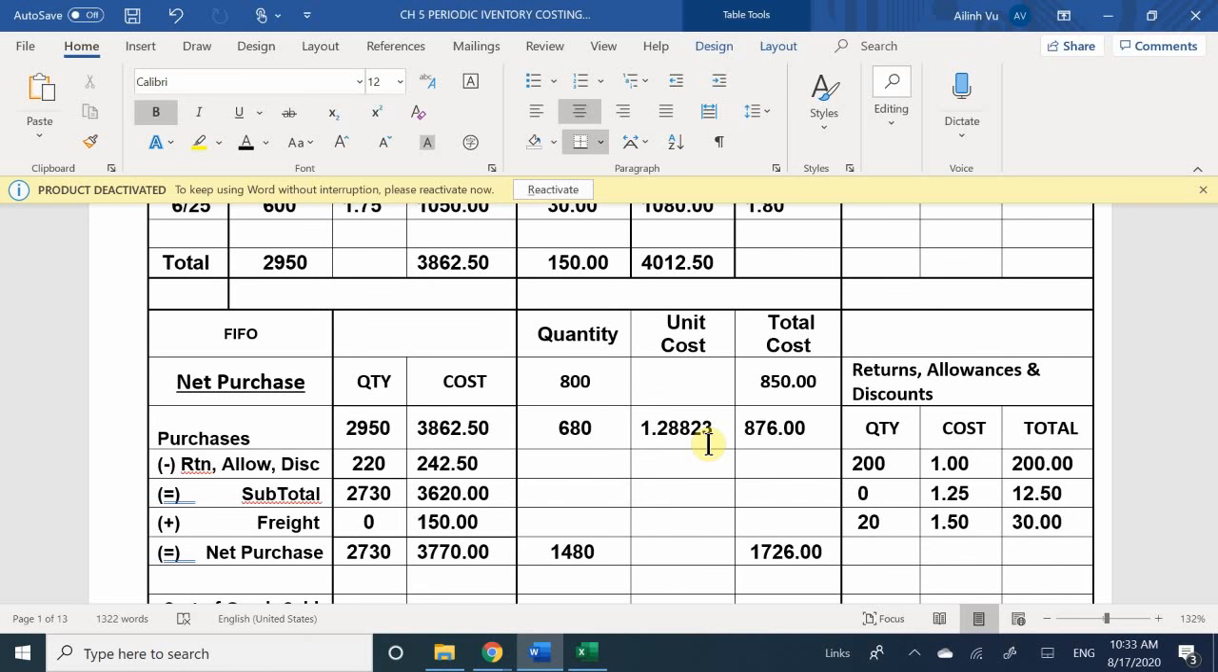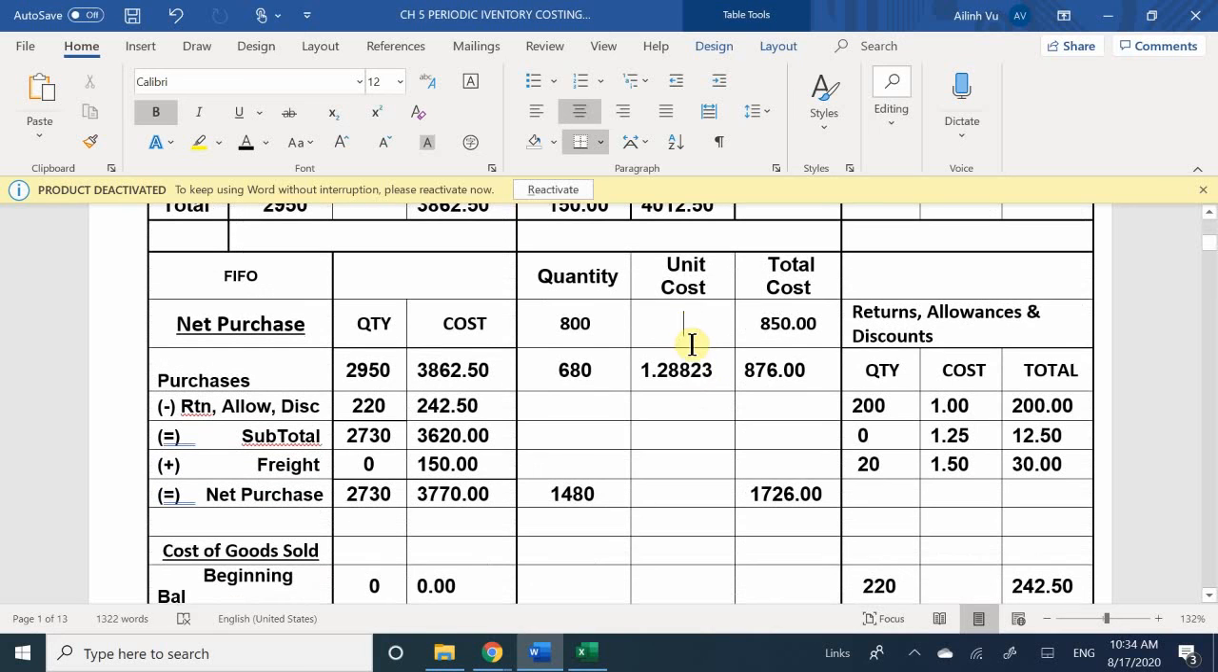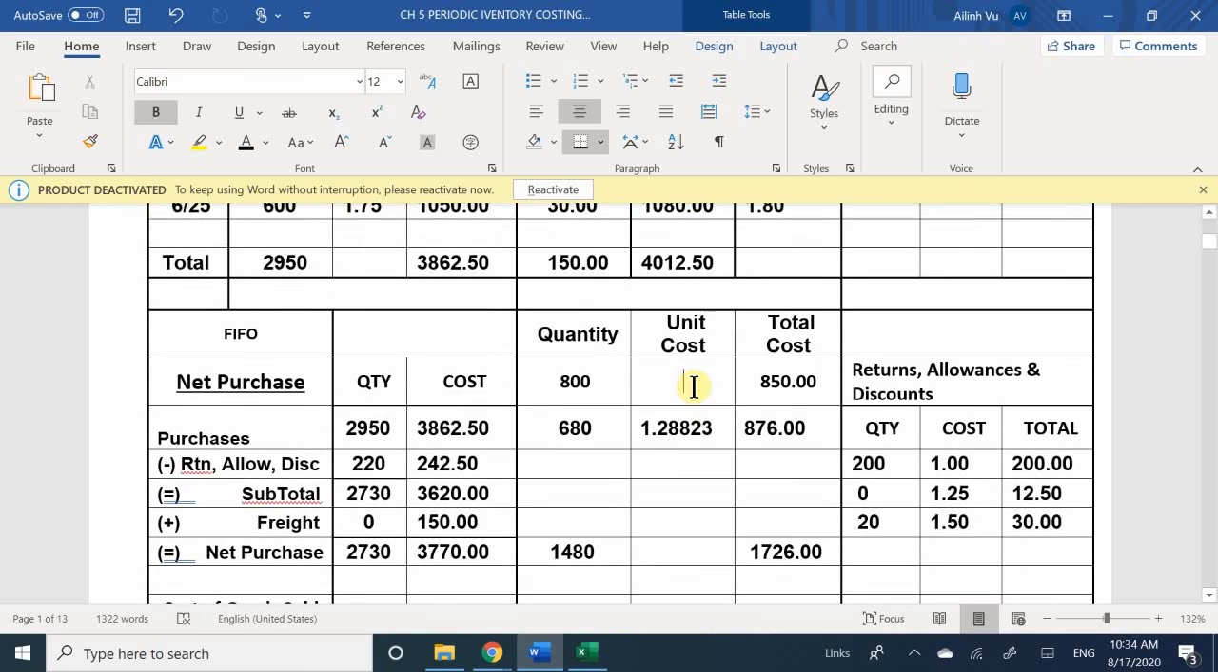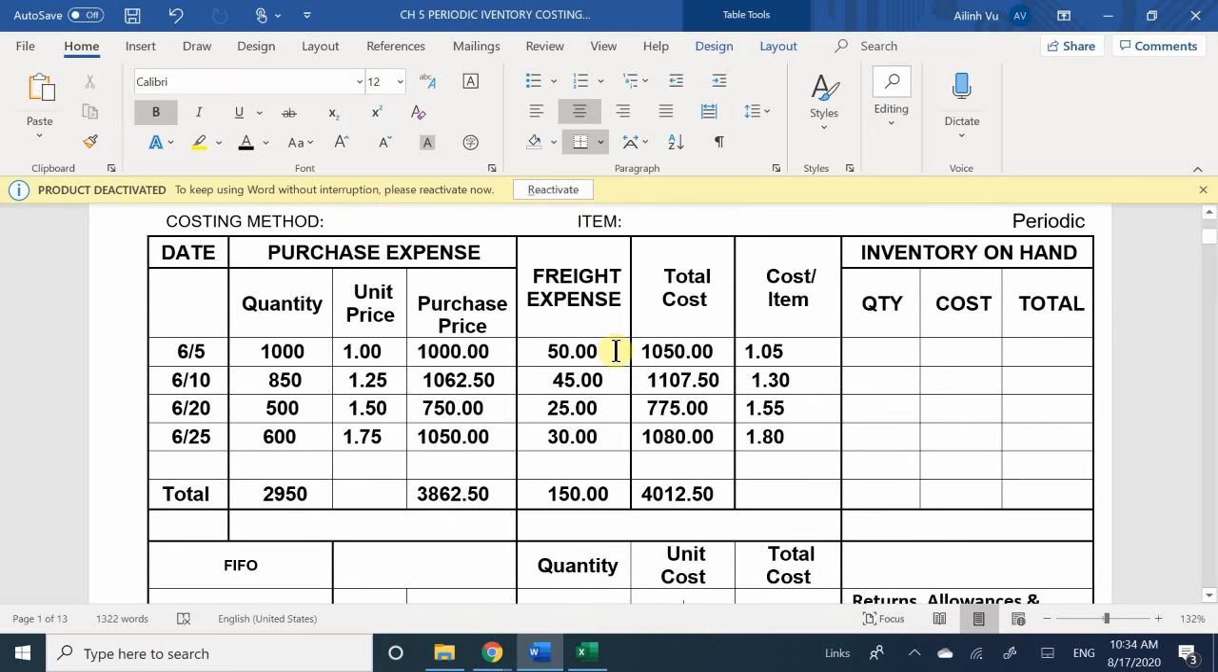Yes, because each item costs $1, correct? But because we don't include freight, we need to redistribute the freight amongst all the items. So it's no longer going to be $1.05. It's going to be $1.06 now. And yes, you have to do that because now instead of distributing the freight amongst 1,000 items, we're going to distribute $50 amongst 800 items.